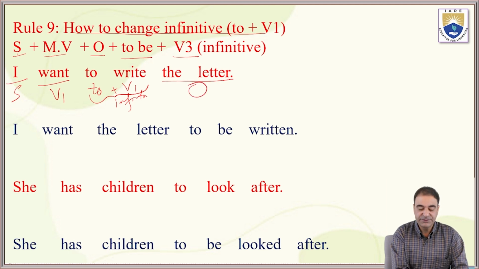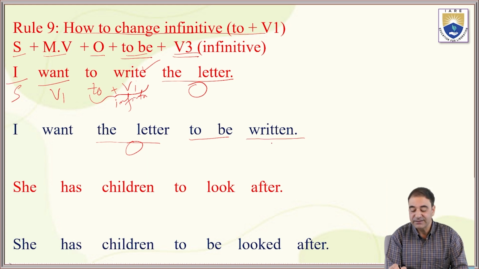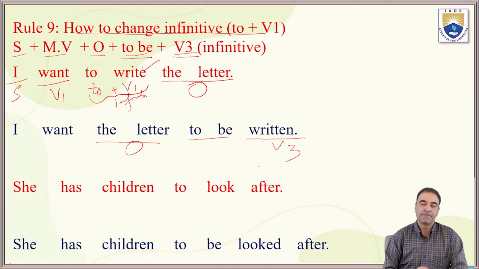First write the subject. Look at the structure: subject plus main verb. Our subject is I, and our main verb is want. Then put the object, and our object is the letter. Then to be, and then verb in third form. But of which verb? The infinitive verb. Here the infinitive is write, so we will write written. Written is the verb in third form.